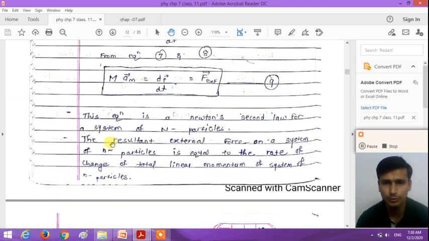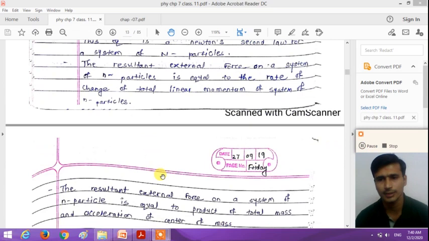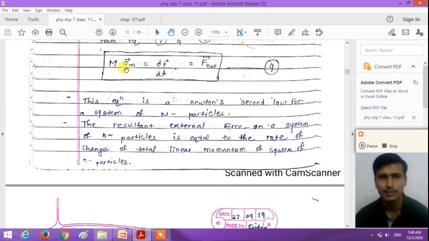To prove Newton's second law for the system of n particles, we need Newton's third law. Dear student, understand how we can derive Newton's second law for the system of n particles. And what is Newton's second law for the system of n particles? M into A_CM is equal to dP by dt, which is equal to F external.